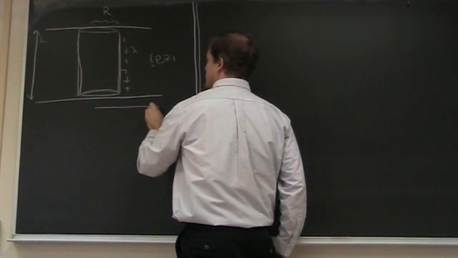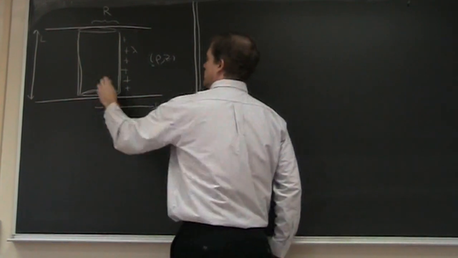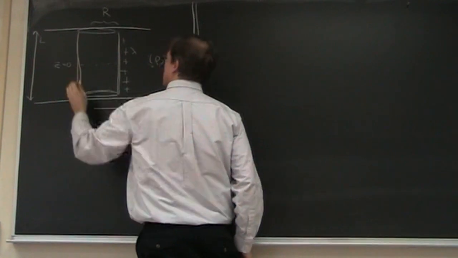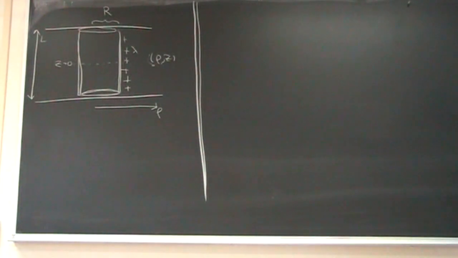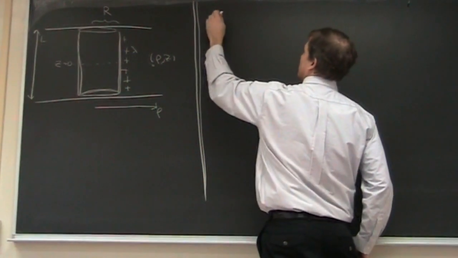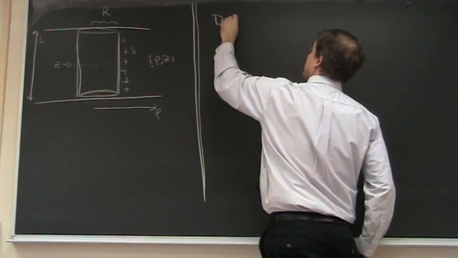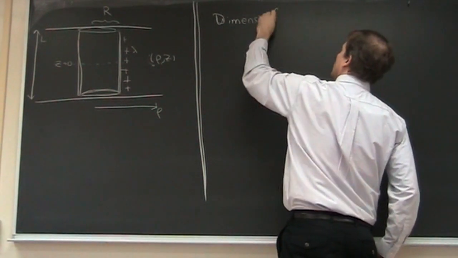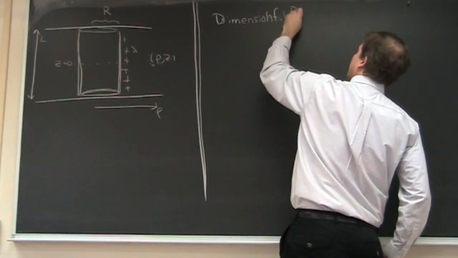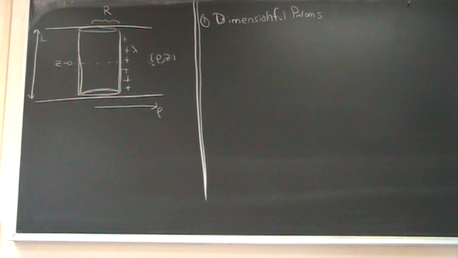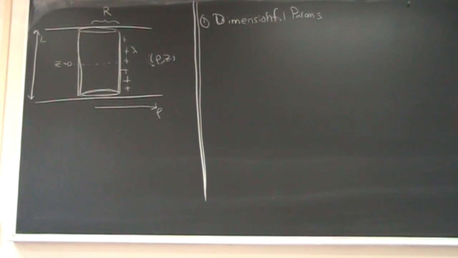Rho is the distance from the center. And z is, say, this is z equals 0, the center of the capacitor. So how about we just start by writing down all dimensional parameters. It's always a good place to start. Just write down, just do it now. Write down all dimensional parameters.